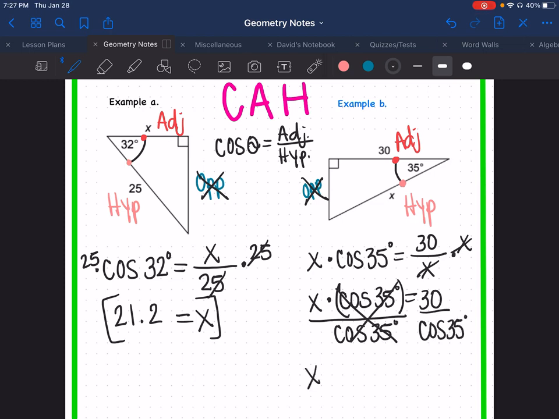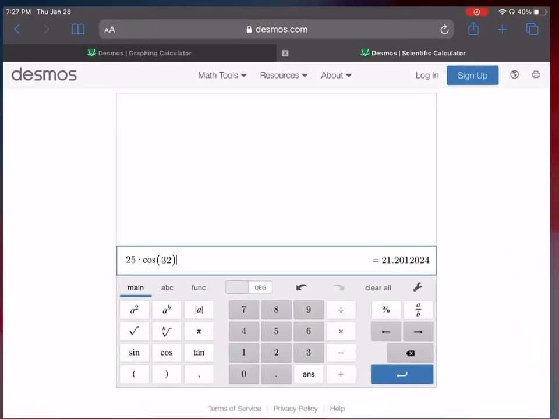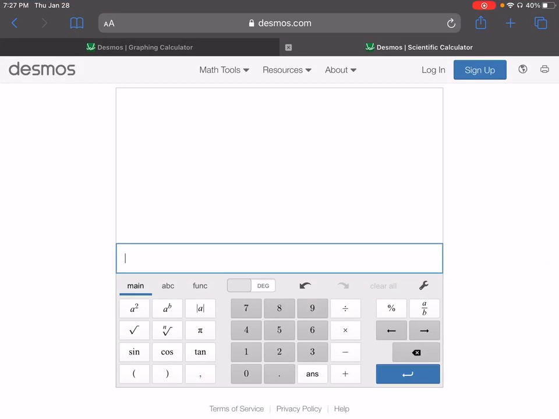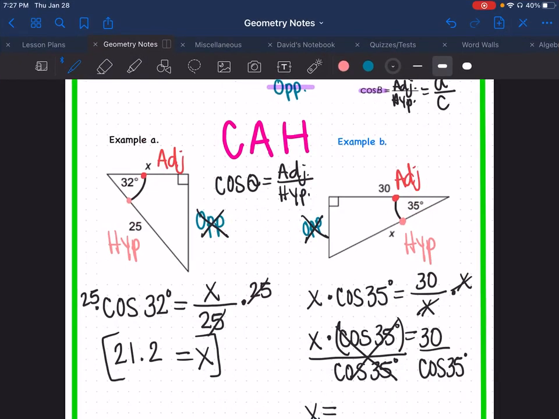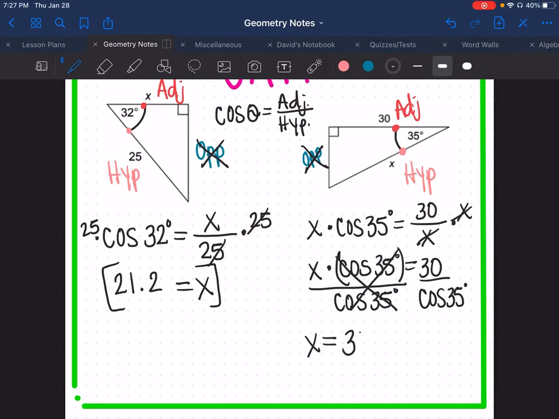Okay, now I'm going to go over to my calculator and place this in my calculator. So let me show you that. It's 30 divided by cosine 35. 36.623, so 36.6 to the nearest tenth, 36.62 to the nearest hundredth. Let's go ahead and just put 36.6.